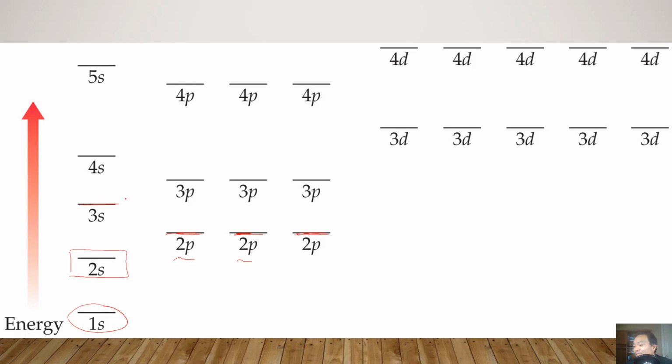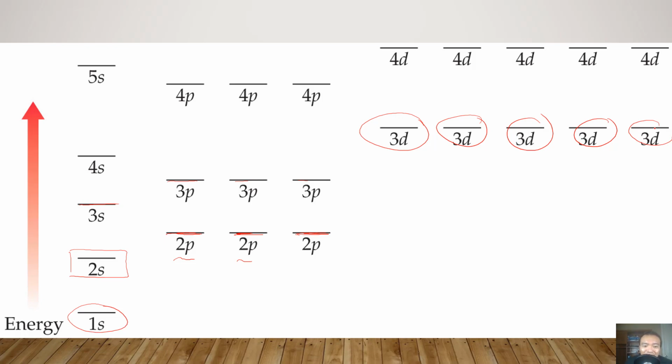Similarly, you have 3s, then you have 3p, which has 3 orbitals. Now if you look at the d orbitals, 1, 2, 3, 4, 5. Did you see that? Because the d subshell has 5 orbitals. Let's move on.